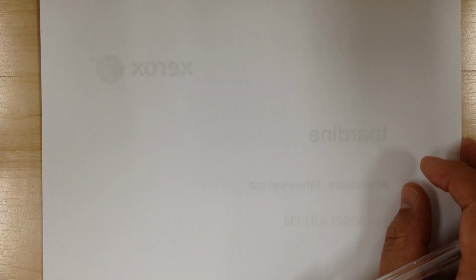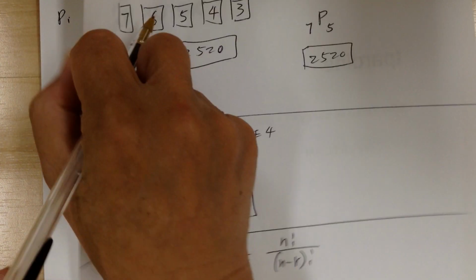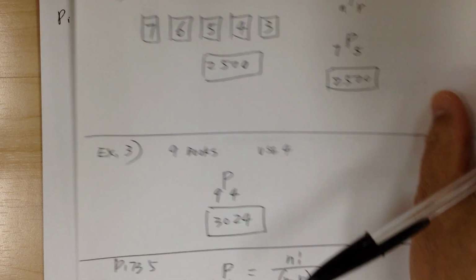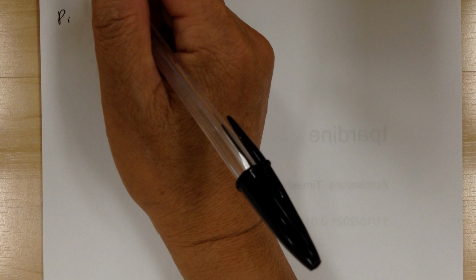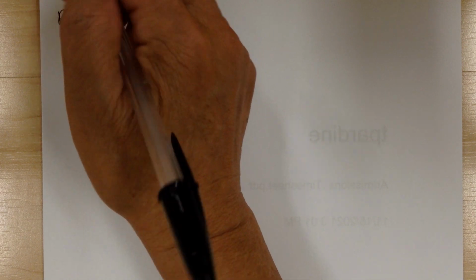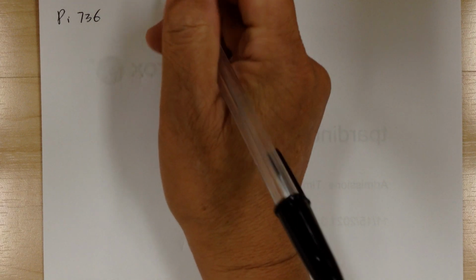Okay, now the next thing is, so far we covered all the items being different. Okay, notice every item is different. But now we're going to cover what happens if you have the same items. Okay, so on page 736, there is a formula.